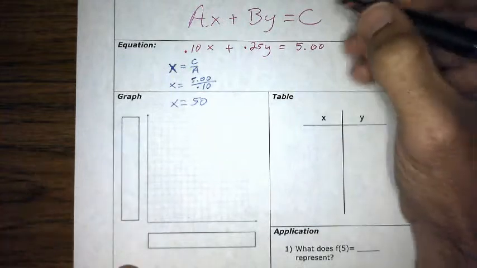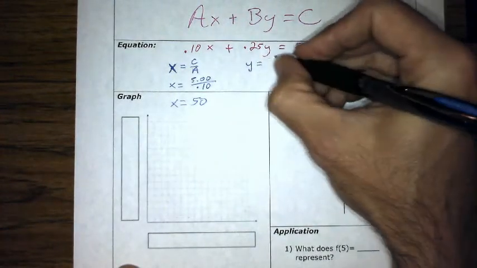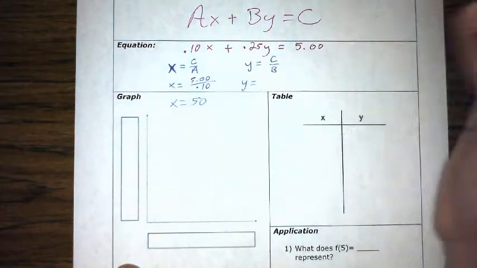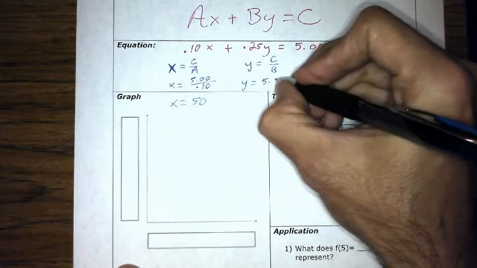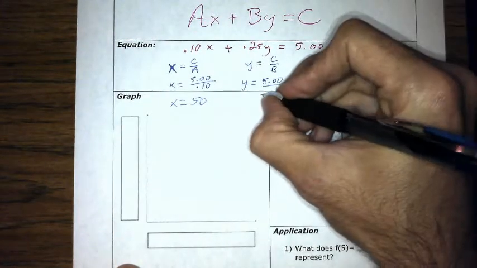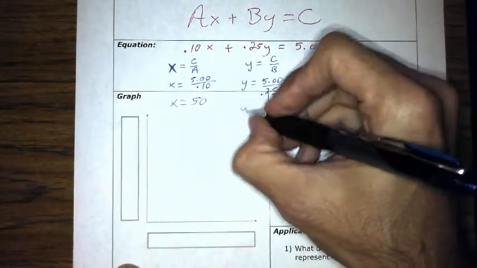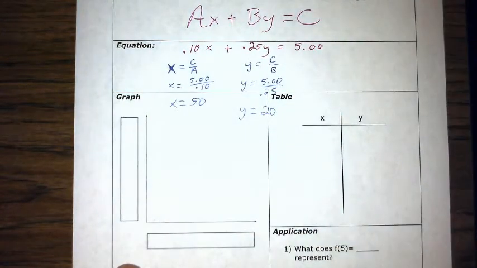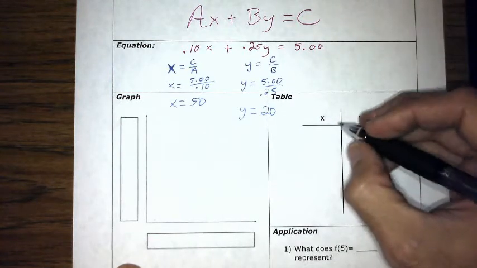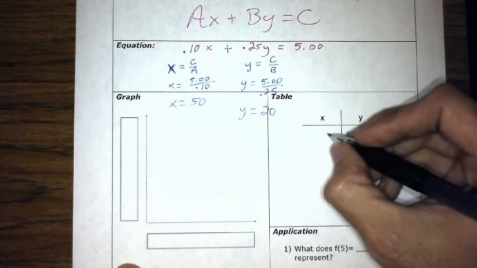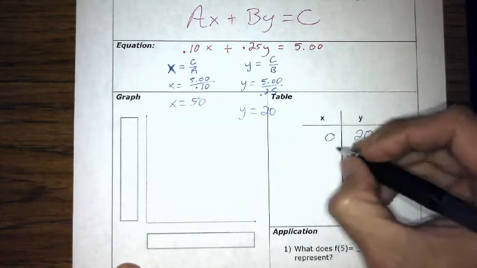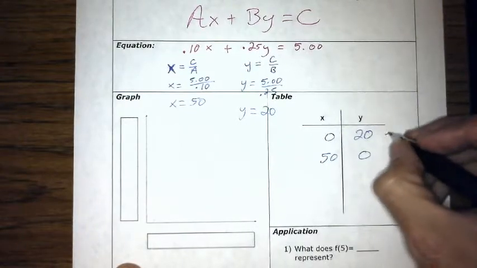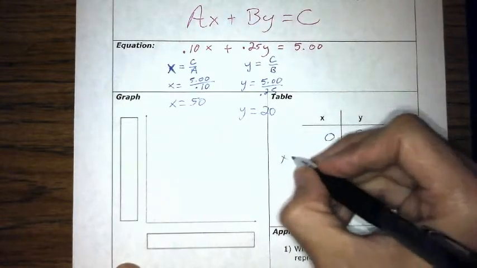Y is c divided by b. Okay? So that is 5 again divided by 0.25. So y would equal 20. Okay? So as points, I'm looking at 0, 20 and 50, 0. Basically, I have the y-intercept here, and I have the x-intercept here, right?